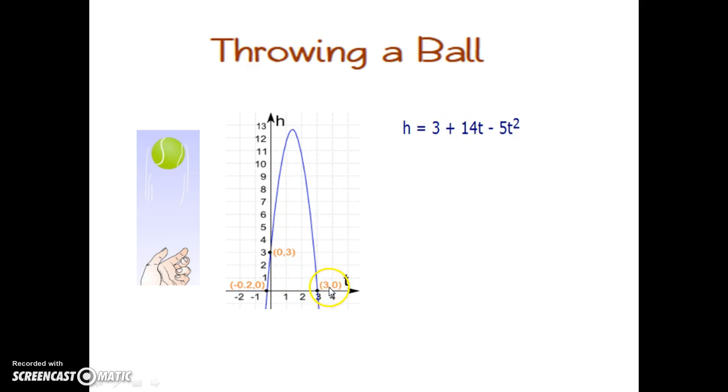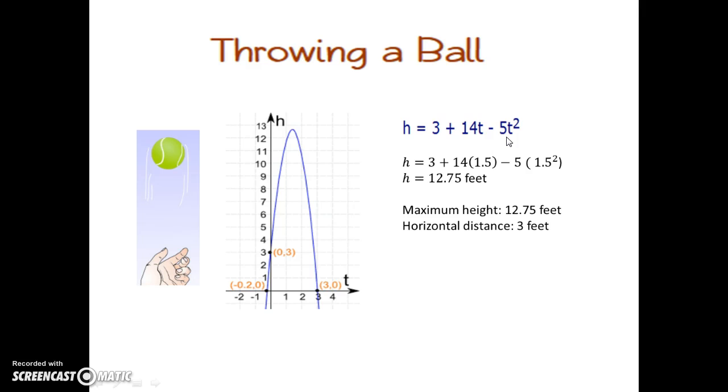We also arrive at 1.5 by taking 3 and dividing it by 2. So into my formula, I'm going to substitute 1.5 for t, 1.5 seconds. After simplifying it, I find out the maximum height was 12.75 feet. So the ball in maximum height went up 12.75 feet, and the horizontal distance it covered was 3 feet.